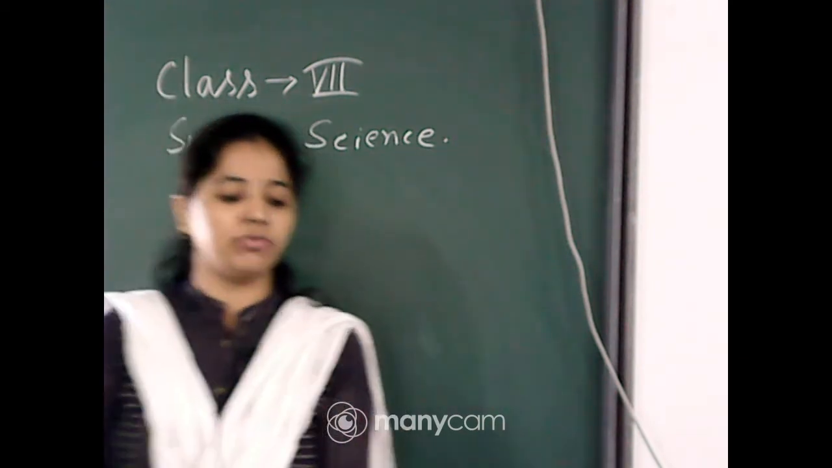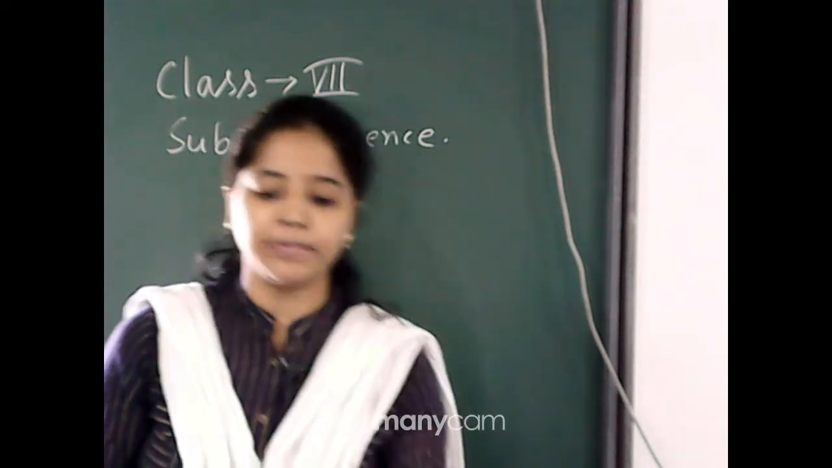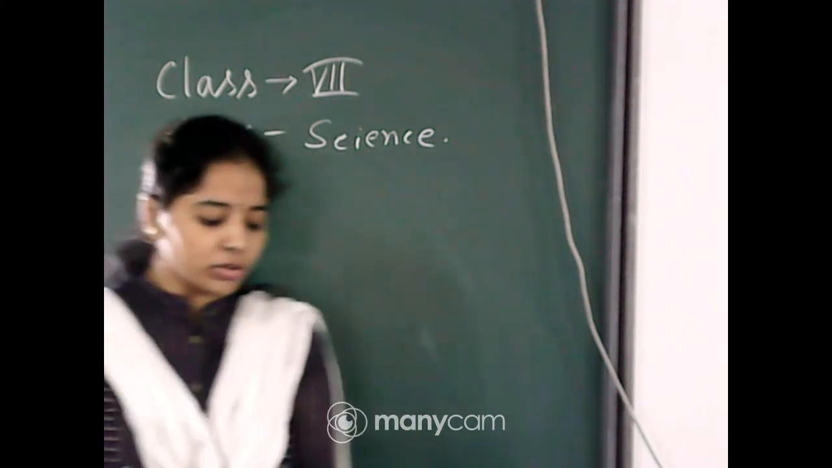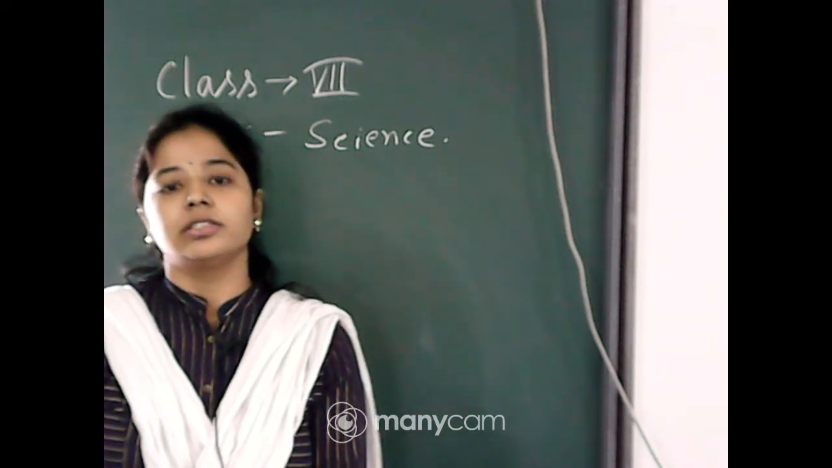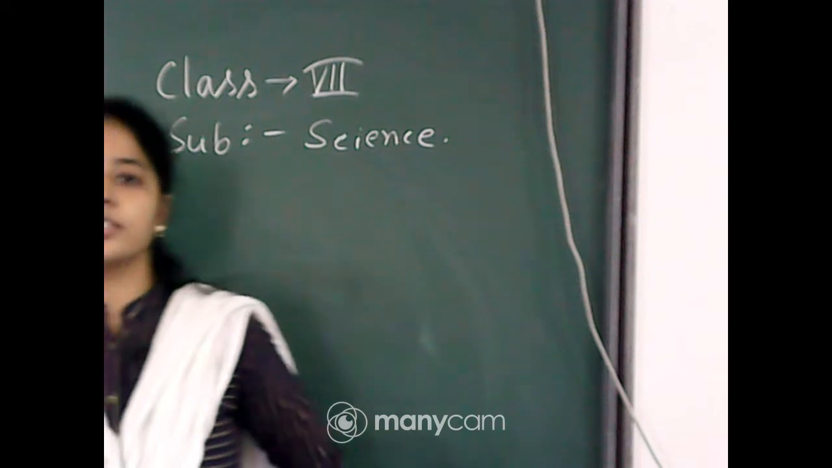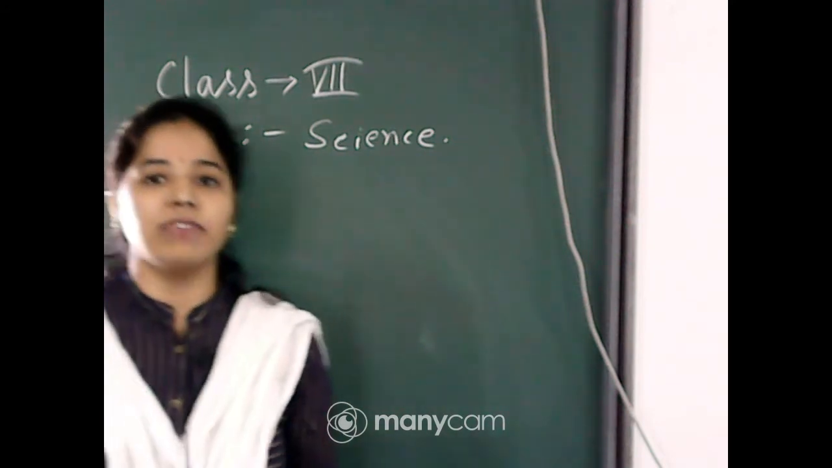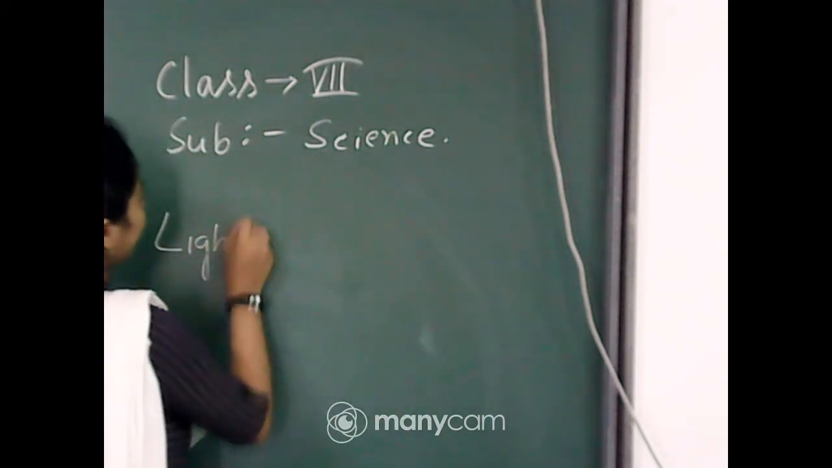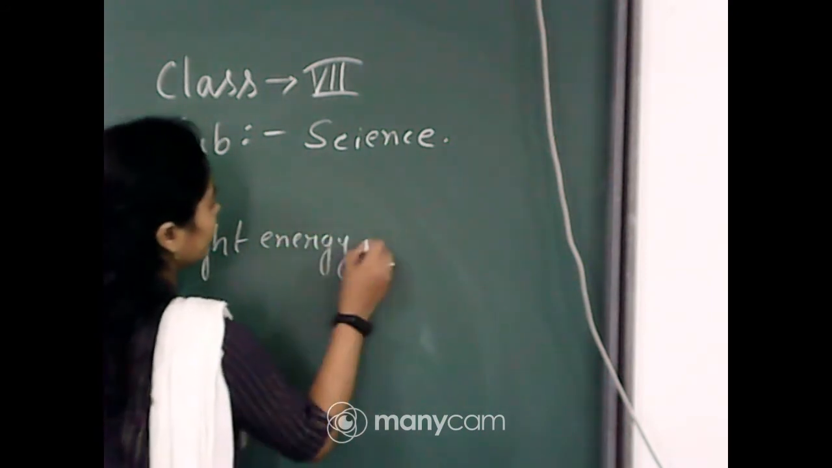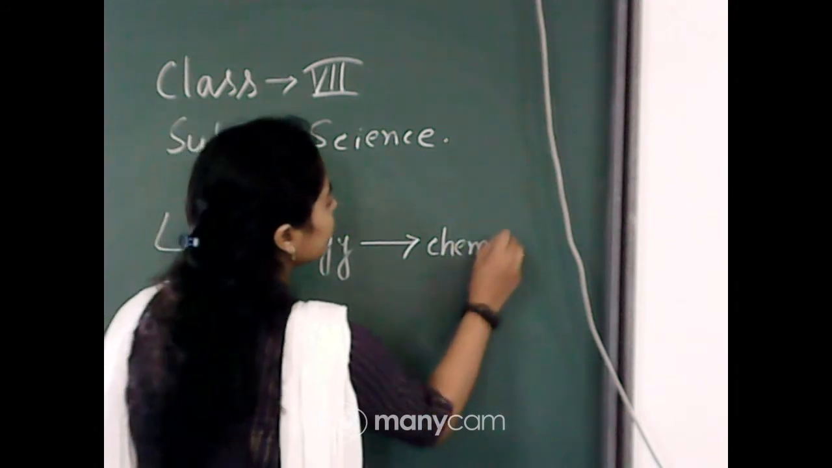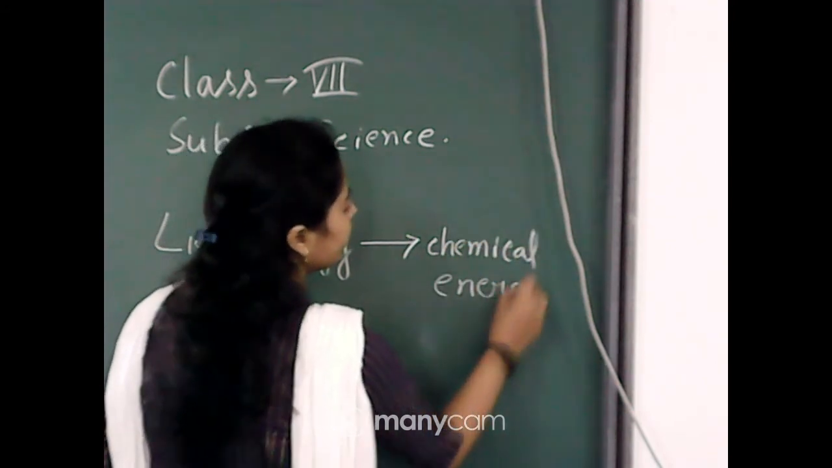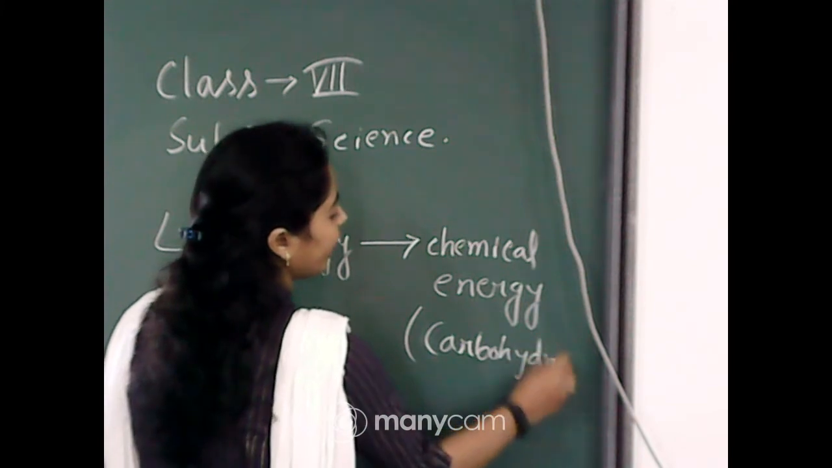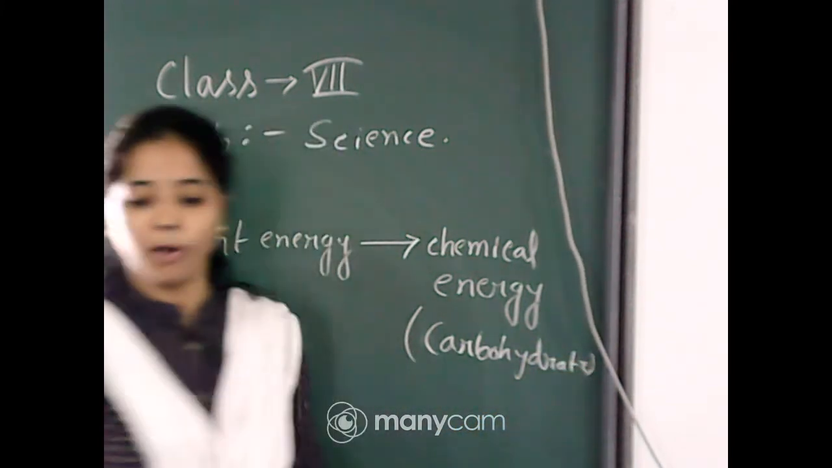The syllabus for the term 1 examination from your biology is respiration in organisms and nutrition in plants. Then you have to remember that in the process of photosynthesis, solar energy or light energy is converted into which energy? Light energy is converted into chemical energy. You have to remember this point. This is very important. Chemical energy in the form of food, that is known as carbohydrate. This is also a very important point.